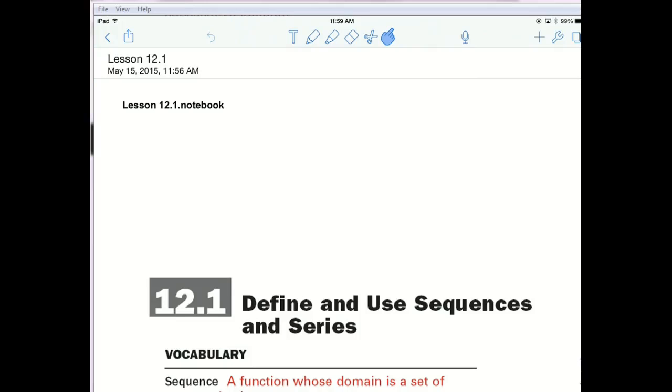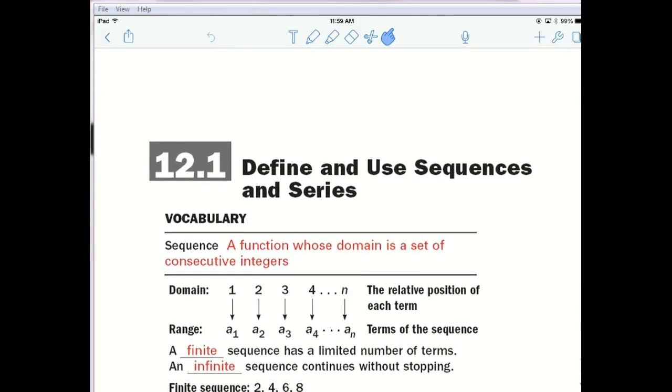Hi, this is 12.1, an introduction to sequences and series.